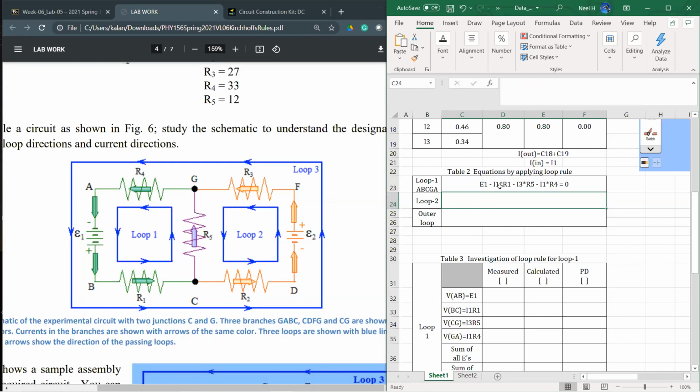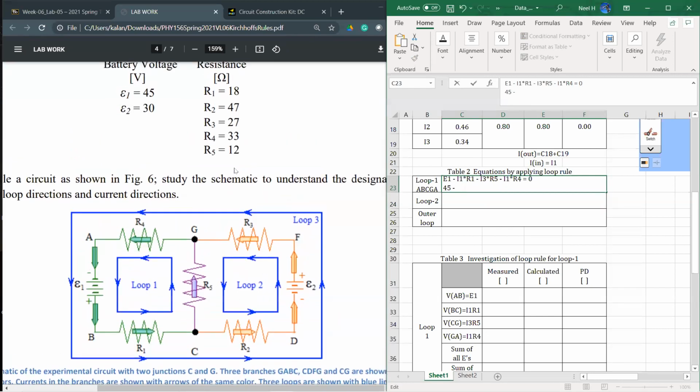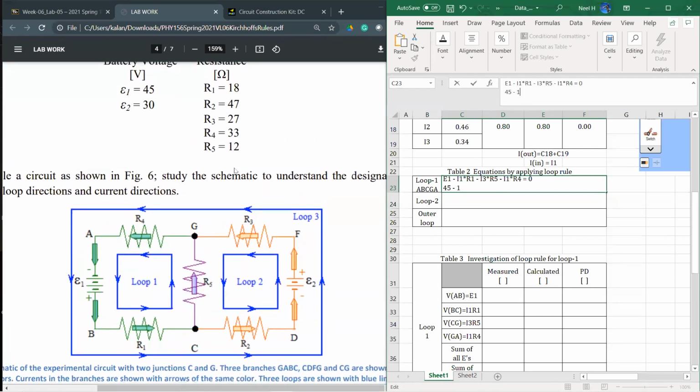We know all the numbers except I1, I2, I3. Then we can put in the numbers: 45 minus R1, which is about 18, times I1, minus R5, which is about 12, times I3, minus R4, which is about 33, times I1 again, equals 6.